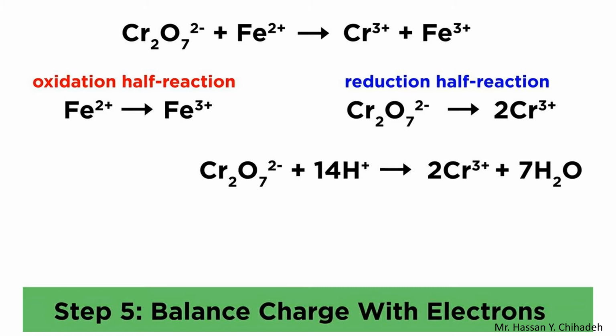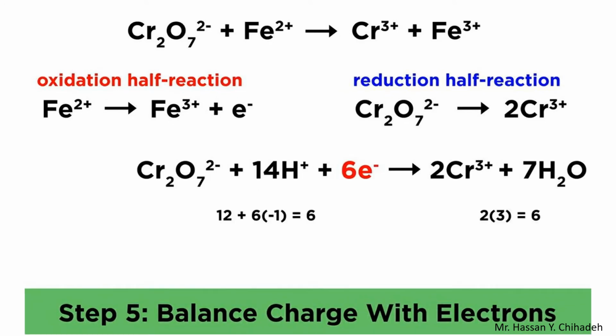In the oxidation half reaction, in order for iron 2 to become iron 3, it must lose an electron, so there must be one electron as a product. Now Fe2+ gives Fe3+ + 1 electron.